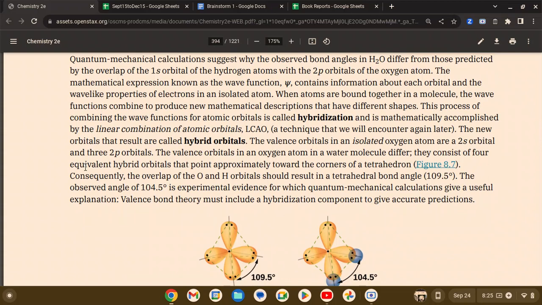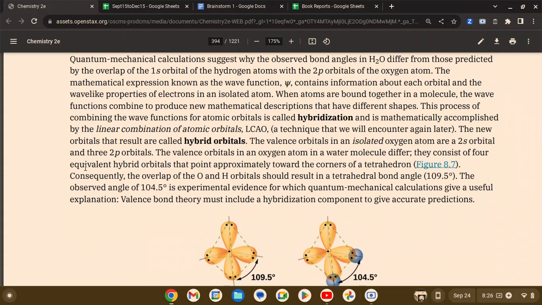This process of combining the wave functions for atomic orbitals is called hybridization and is mathematically accomplished by the linear combination of atomic orbitals, LCAO. The new orbitals that result are called hybrid orbitals. The valence orbitals in an isolated oxygen atom are a 2s orbital and three 2p orbitals. The valence orbitals in an oxygen atom in a water molecule differ.